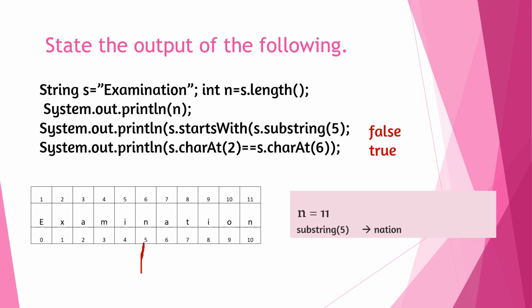And now s.charAt(2) is equal to s.charAt(6). The functions start from 0, so at 2 we have 'a' and at 6 we also have 'a'. So the answer is true because both the characters are the same.